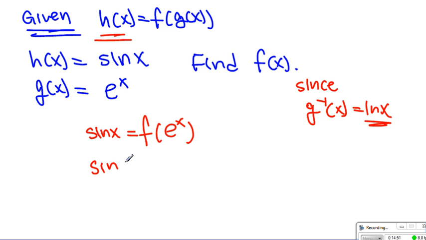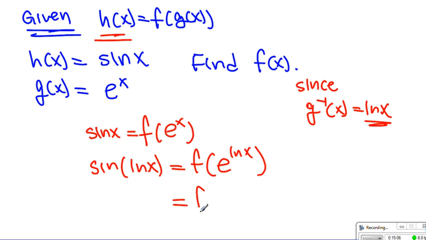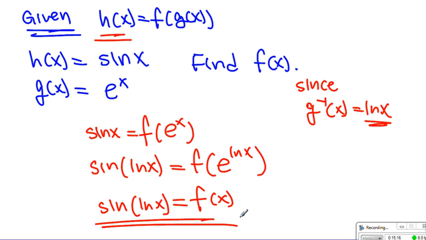Sine of ln of x will be equal to f of e to the ln of x. After reducing e and ln, we end up getting f of x. Here we have sine of ln of x. There it goes. That becomes our final answer.